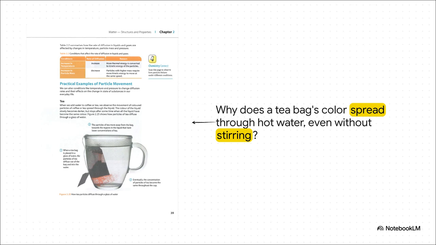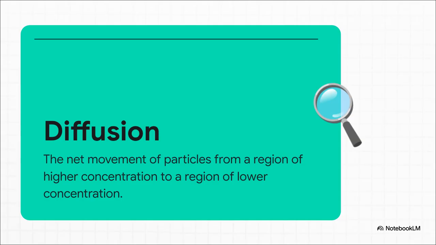I want you to picture this. You drop a tea bag into hot water. You don't stir it, you don't do anything, but you can watch as the color just spreads out all on its own until the whole cup has changed color. Why does that happen? It's the same reason you can smell perfume from across the room. What's going on? The answer is diffusion, and it's actually pretty simple.